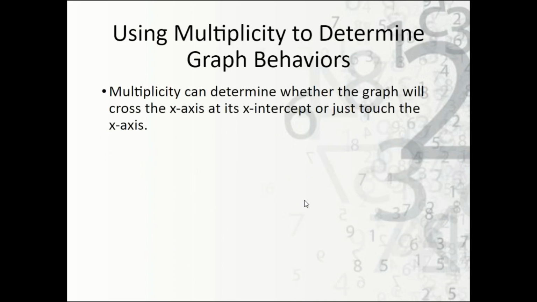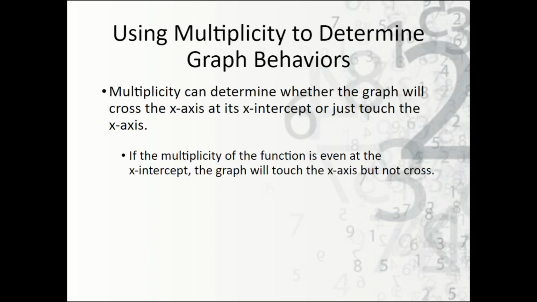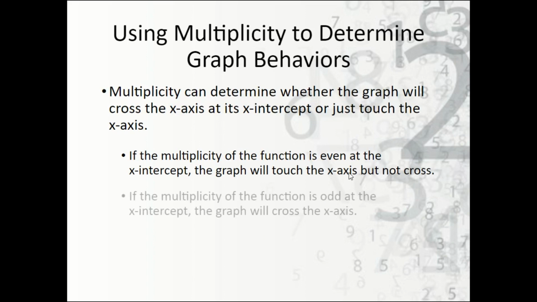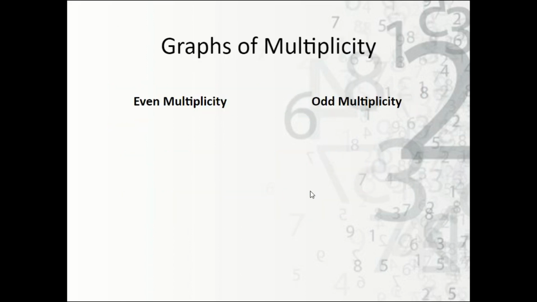So how does this help us, knowing the multiplicity? Well, the multiplicity can determine whether the graph will cross the x-axis at the x-intercept or just touch it. If the multiplicity of the function is even at the x-intercept, so it has an x squared, x to the 4th, x to the 6th, etc., it will touch the x-axis but not cross. If the multiplicity is odd at the x-intercept, it will pass through the x-axis.